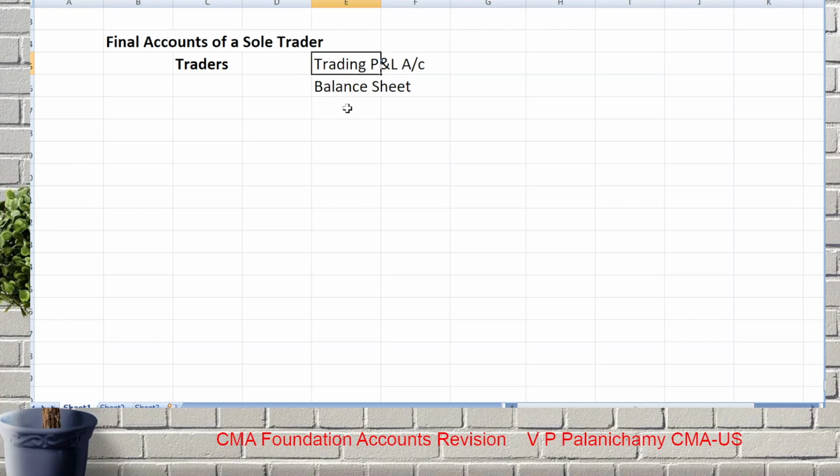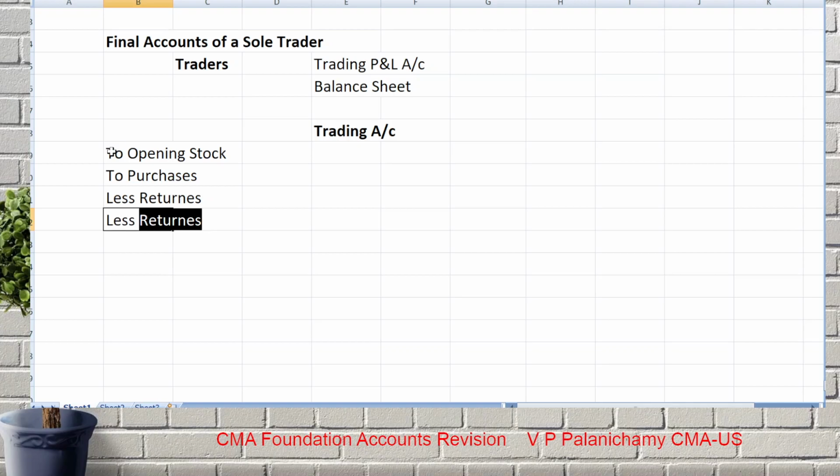How to prepare a trading account? The trading account, what and all will be recorded? Opening stock, purchases. Purchases, we'll adjust which one? For returns, if there is any. Goods taken for personal use. Less samples given if there is any. Advertisement samples given if there is any. You will adjust it. Then you will record all the direct expenses.